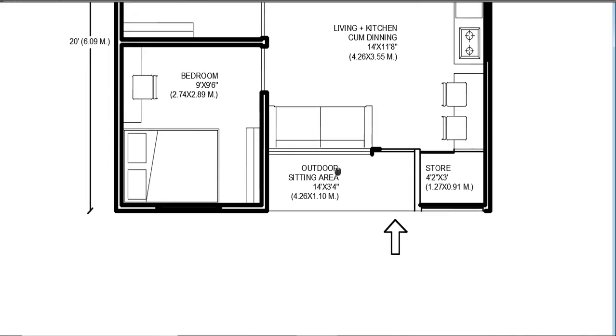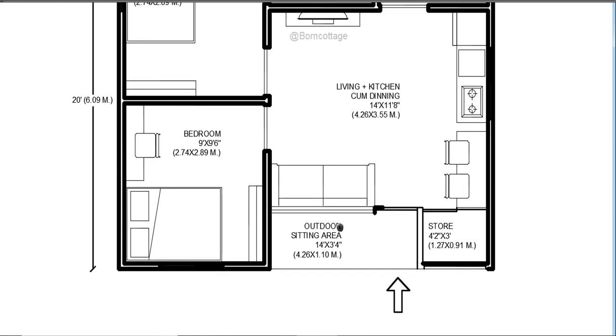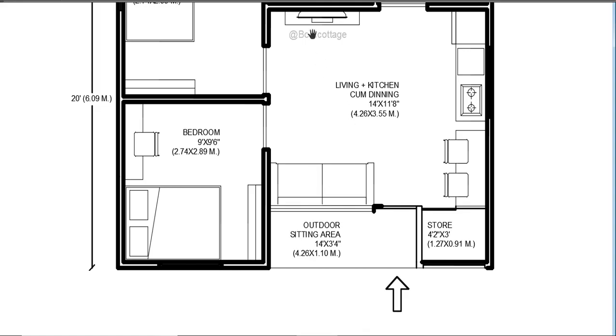After that we'll go inside, so we have the living plus kitchen cum dining area. You can see here the sofa arrangement, TV unit on the front wall. On the right side we have a kitchen cabinet with burner, sink and refrigerator arrangement. Also we have a dining counter with 2 chairs, and on the right side we have a storeroom here. You can see here 2 large size windows and a glass panel for ventilation and light purpose of this area.